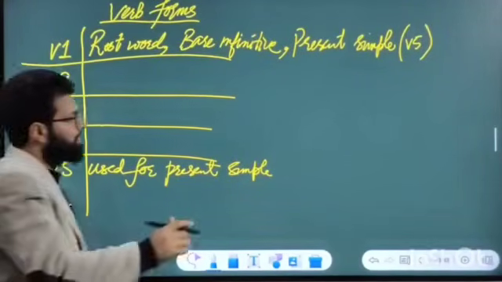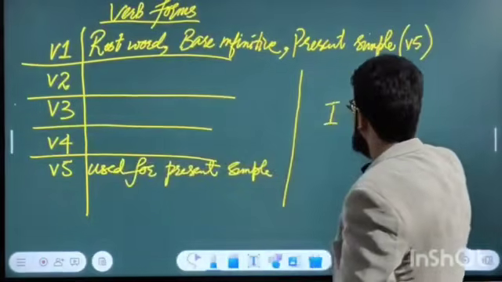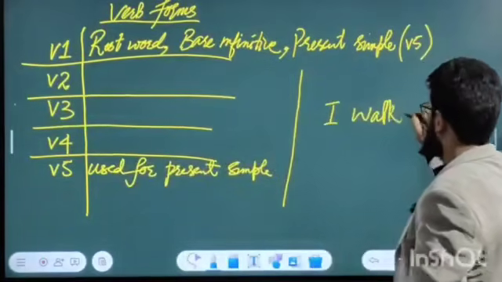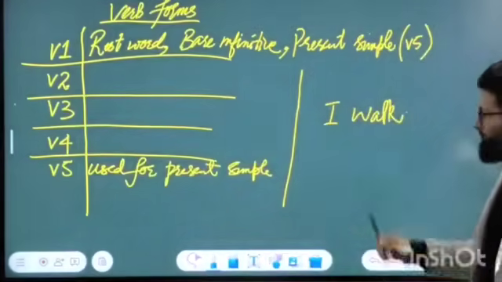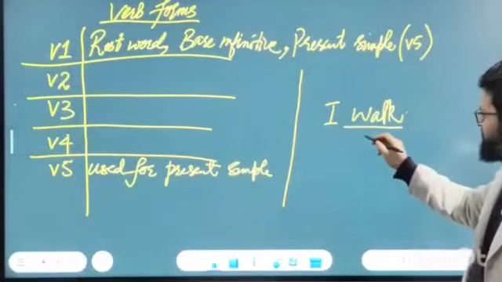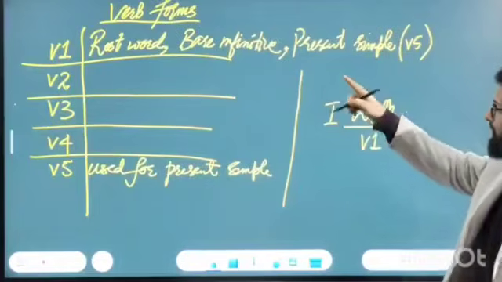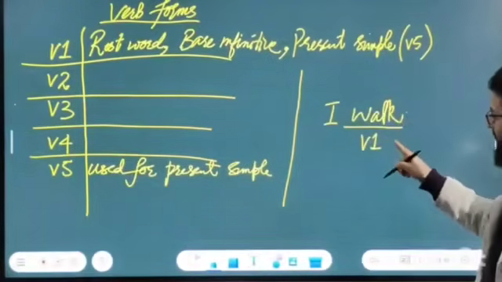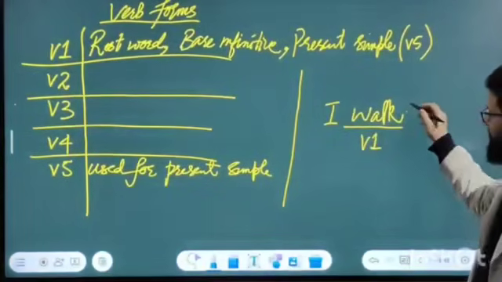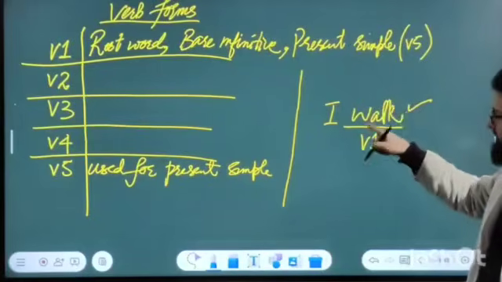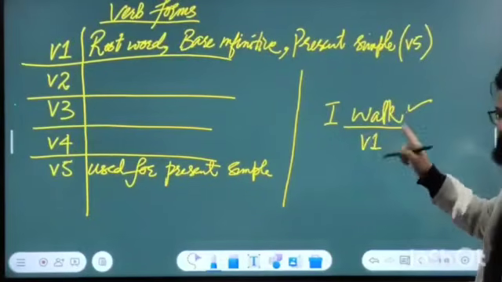For instance, I walk. Which form of verb have I used here? V1. First form of verb. We call it bare infinitive. So I saw V1 here. I'll have to say this is present simple. The tense used in this sentence is present simple.